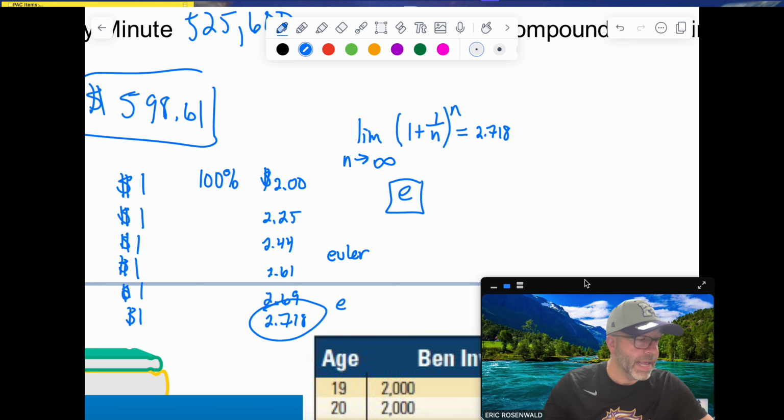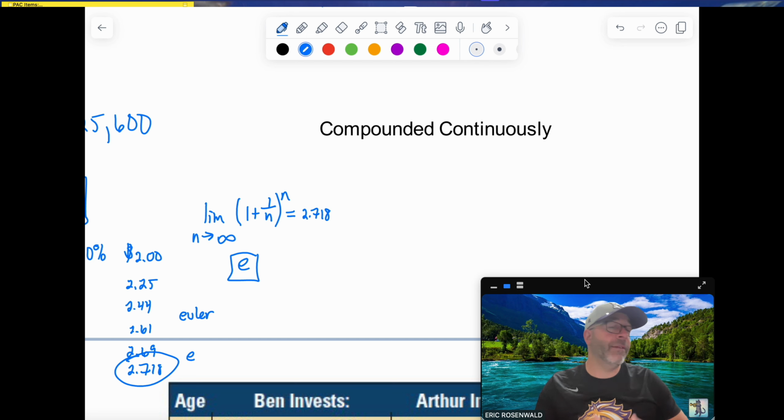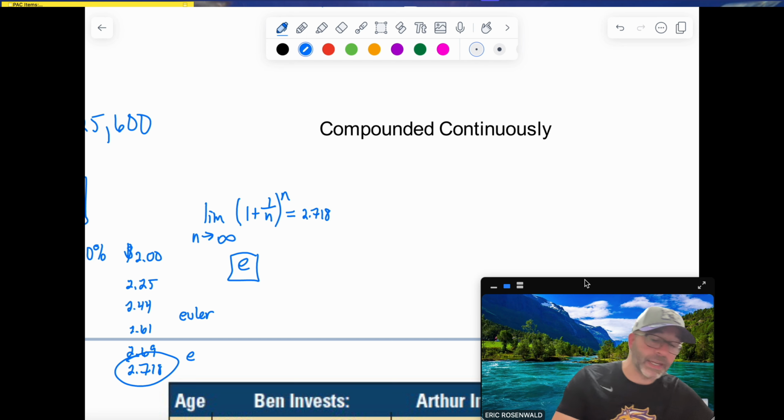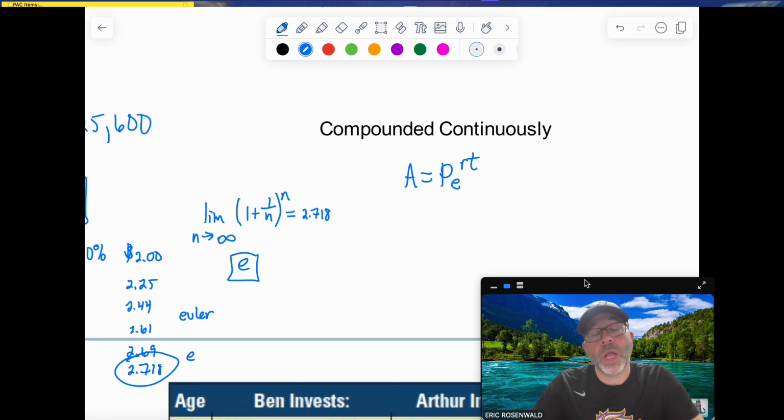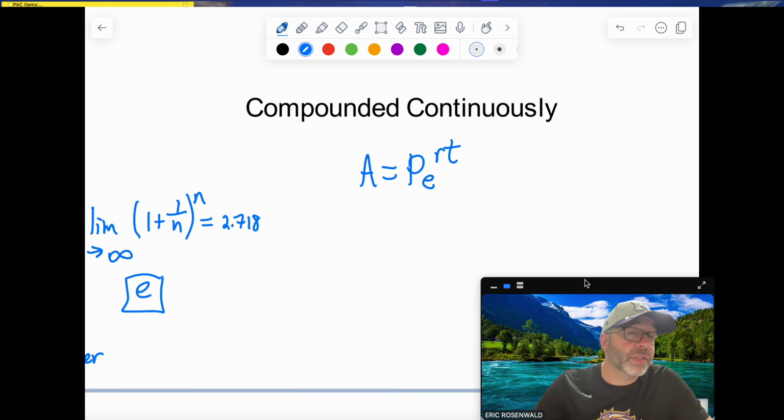Okay? And so this changed our formula. We said if we're constantly earning interest, infinitely earning interest over time, the formula becomes A equals P e^(rt). And no longer do we use the n and all that stuff. It's compounded continuously. The r is still your rate, P is your starting amount, t equals your time. All right.